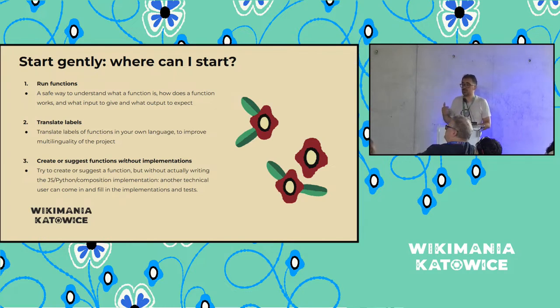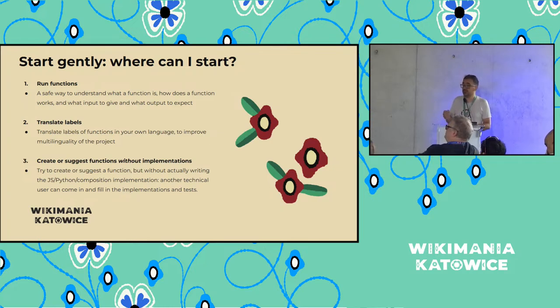And then you can always translate the labels. We were talking about the world's natural languages. Wikifunctions is a multilingual project. That means that we are actually catering to all the Wikimedia languages. So you can translate it into your own language, Italian, Ukrainian, Croatian, Igbo, Yoruba, Boyunaki, whatever. And then, of course, you can improve our multilinguality.